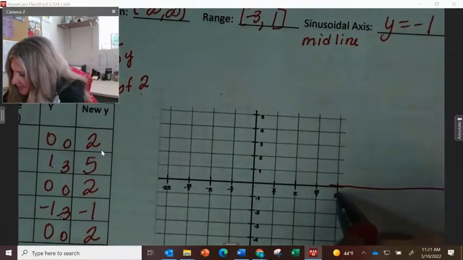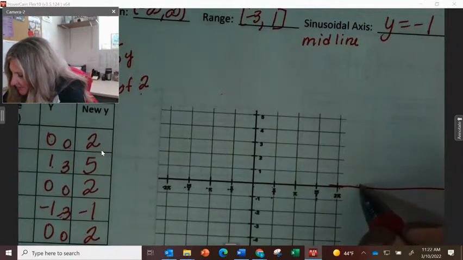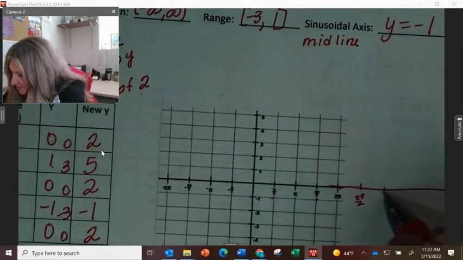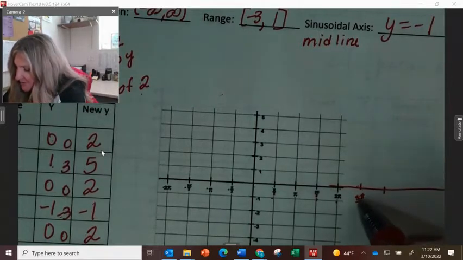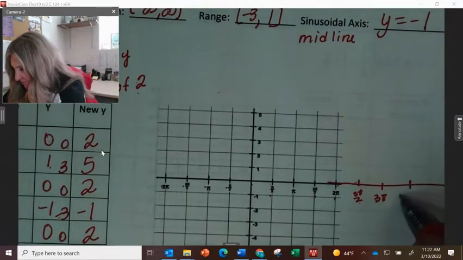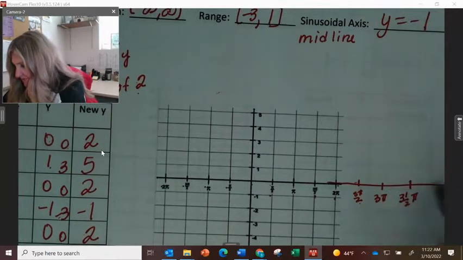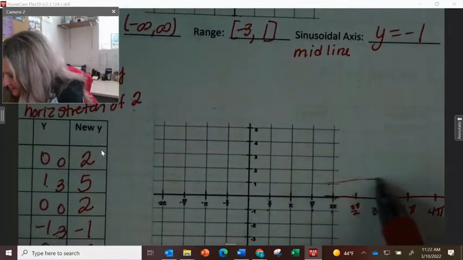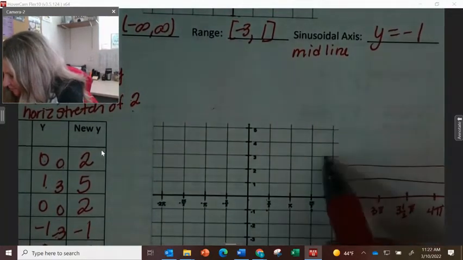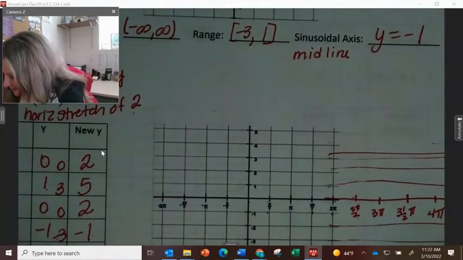Continue the pattern out. Here's pi over 2, 3 pi over 2. So this would be 5 pi over 2. After 2 pi, this is 2.5 pi really. This is 3 pi. This is going to be 3.5 pi, that would be 7 pi over 2. And then here's our 4 pi. Okay, so we're just going to have to extend this a little bit, so we can graph the whole thing, because we can't graph it otherwise, since it's so stretched out horizontally.